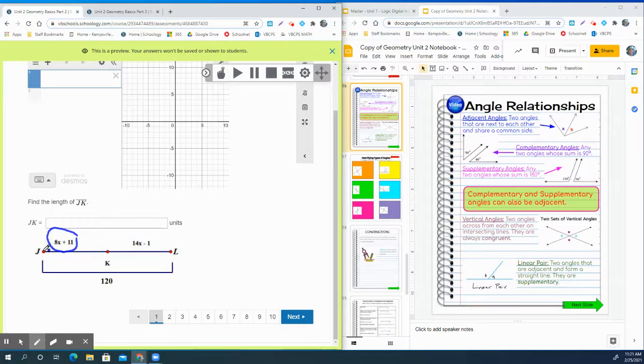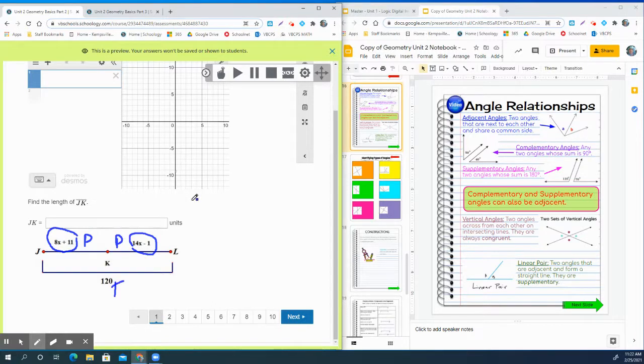So if I've got JK and I've got KL, they look in this picture like they should be congruent, but these pieces are not marked. You can't set these equal to each other. If it said that JL was bisected, if the word bisect was in there, you could say that these two are equal. Because it doesn't say that, you can't do that. You need to do this left part plus this right part equals the total.